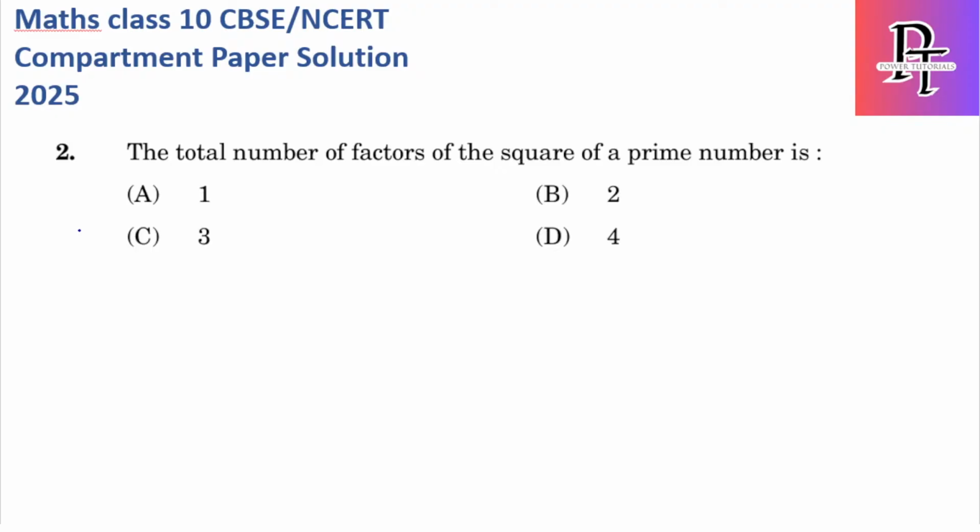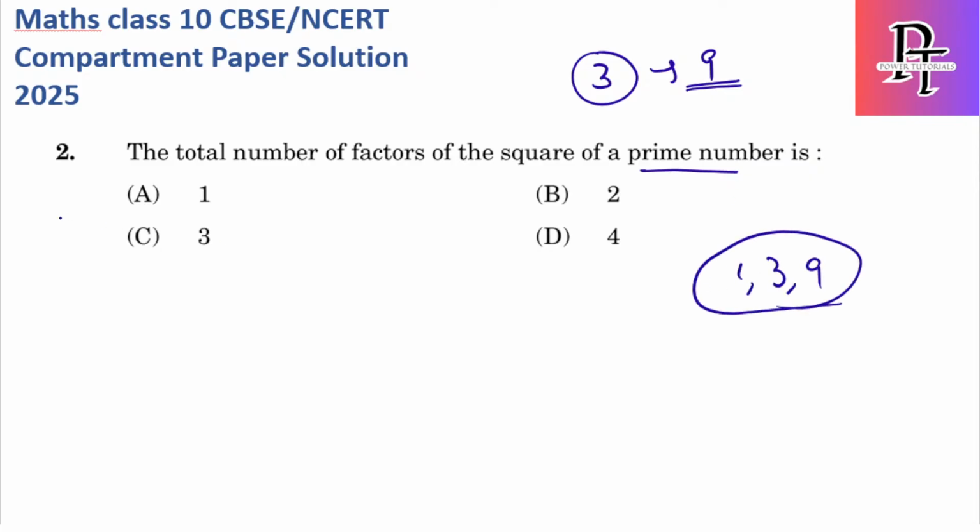The total number of factors of a square of a prime number. If they ask you this type of question, make sure to use an example, which will be much easier to solve. For this example, I'm taking the prime number 3. The square of 3 is 9. The factors of 9 are 1, 3, 9. So how many factors? 3 factors. So for the square of any prime number, the number of factors is always 3.